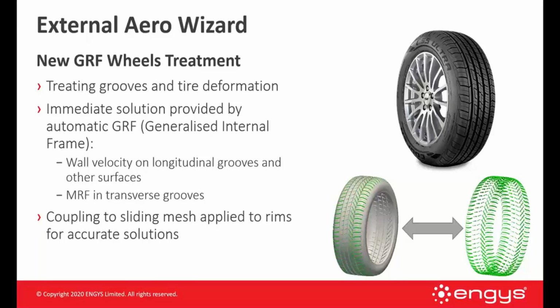But in short, this is a tool which creates a multi-reference frame for deformed and scanned tires by applying a rotating frame in the grooves, in the transverse grooves in the treads, where the standard multi-reference frame MRF approach fails. So this is applicable to any shape, even non-circular, such as a scanned tire with deformation applied. And what it does, it creates these cell zones where it applies this momentum source, like in the areas highlighted in green here. And this is usually coupled to a sliding mesh approach applied to rims to provide very accurate solutions.